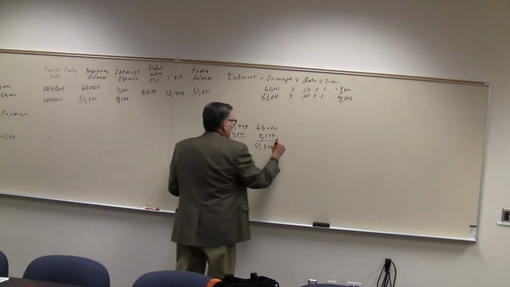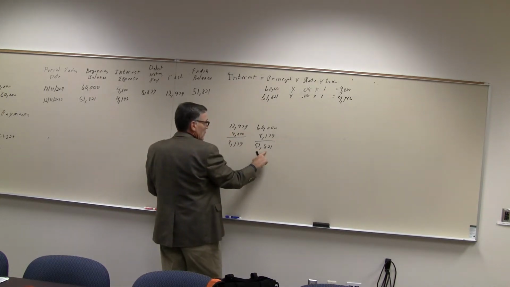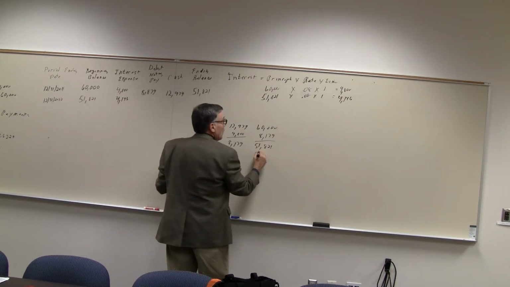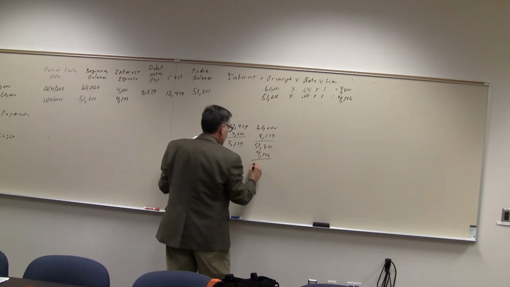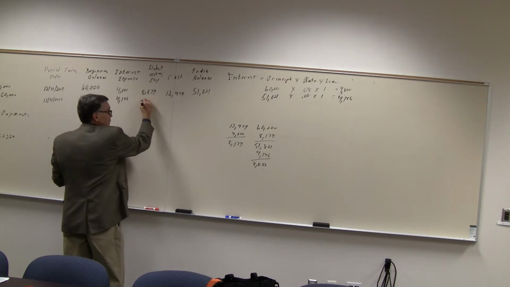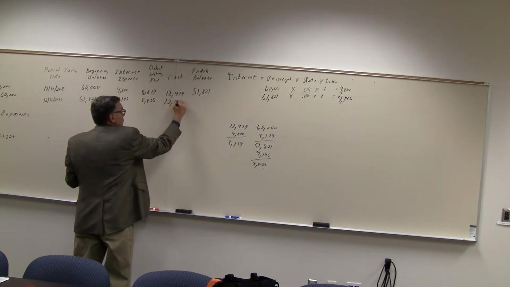And if we have $5,821, if that's the balance, $4,146 went to the interest, and the difference of $8,833 goes toward the principal, or it's a debit to notes payable. So this is $8,833. The payment will always be the same. It'll be $12,979.